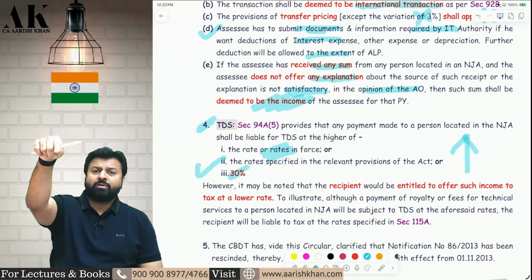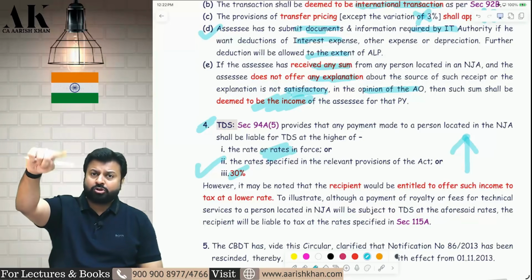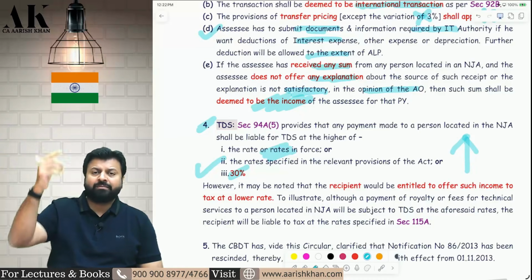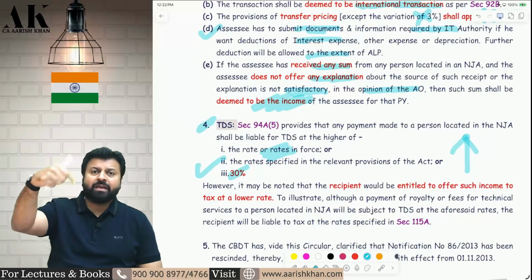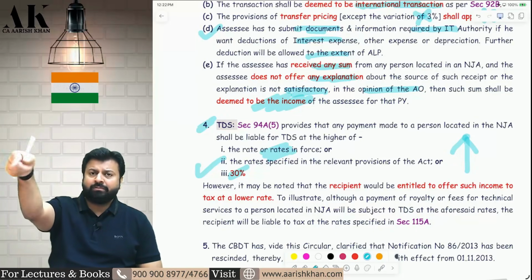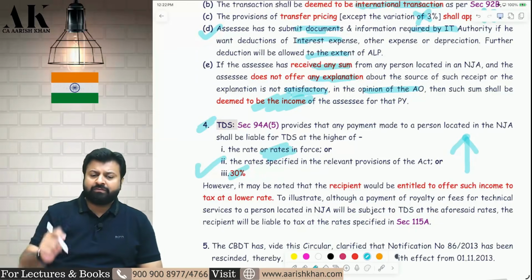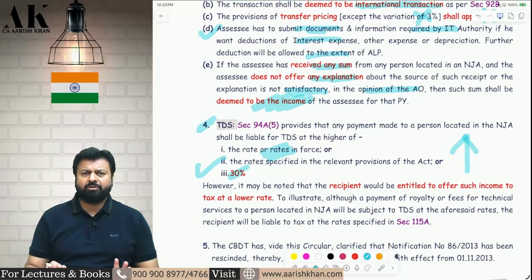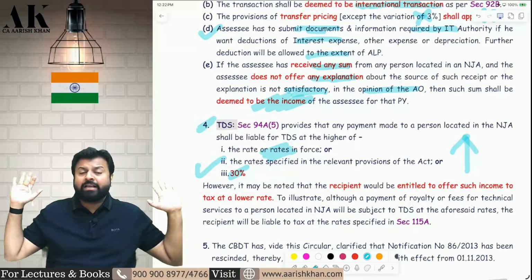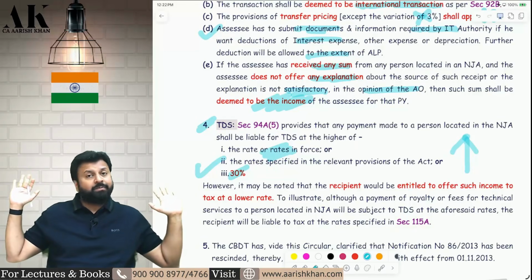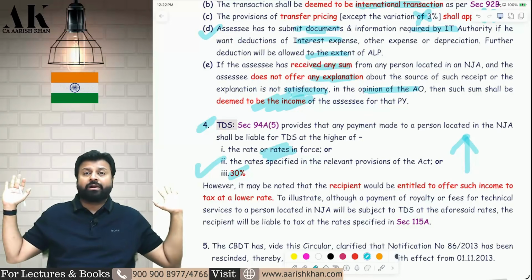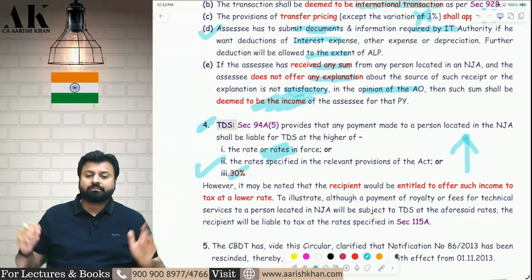Then tell the other person located in the NJA to file the ITR, to show the income, to show the tax as 20% and claim the refund. Because tax is 20%, we have already deducted 30%. Tell him to claim the refund of 10%, we will give the refund. Don't worry. We are not saying that we will take extra money from you. But while deducting TDS, we will deduct at 30% only. We will not deduct at a lower rate. We will deduct at 30%.